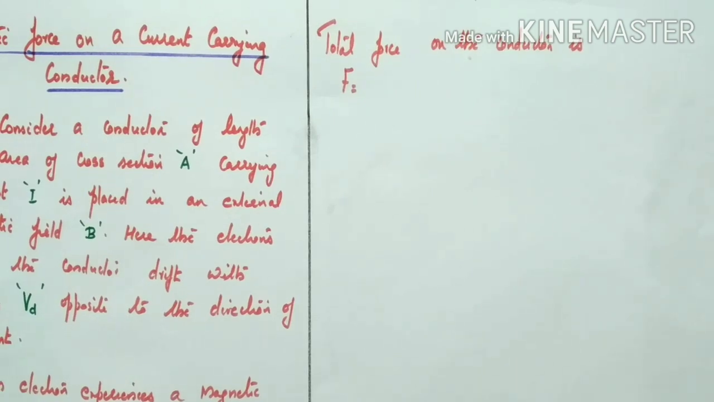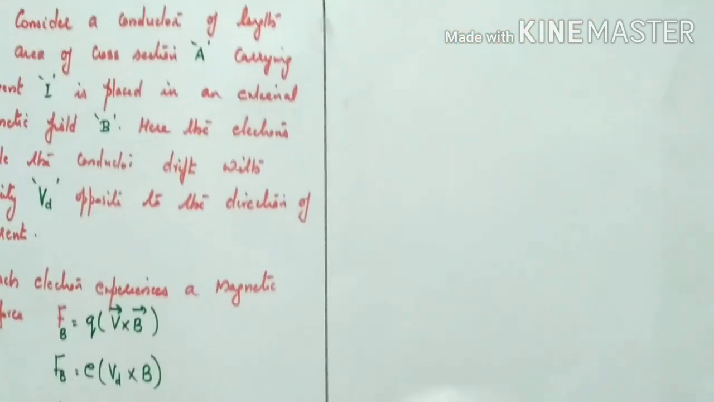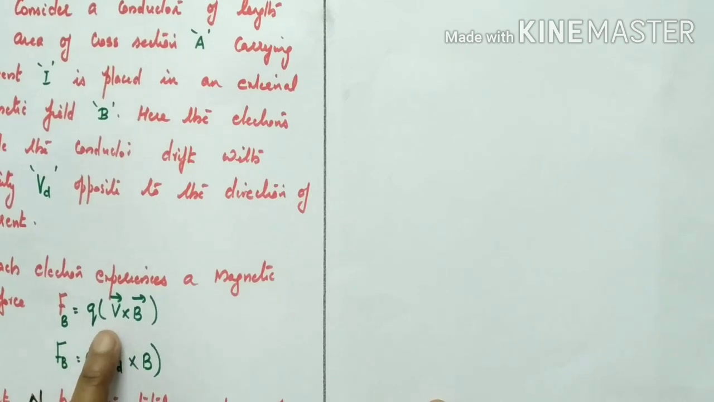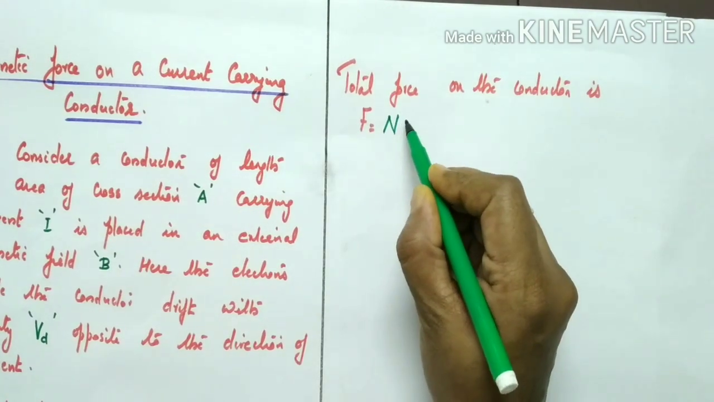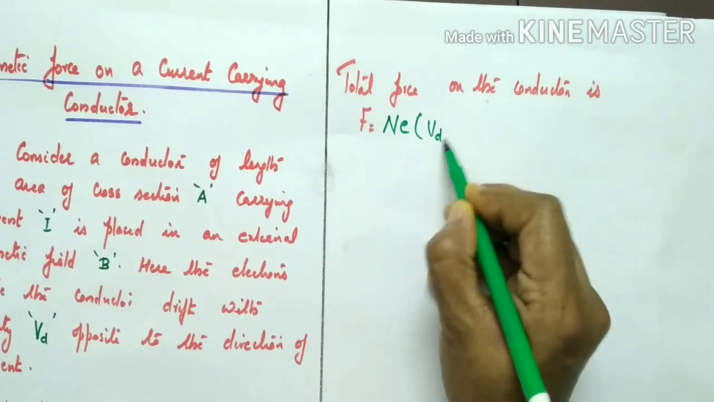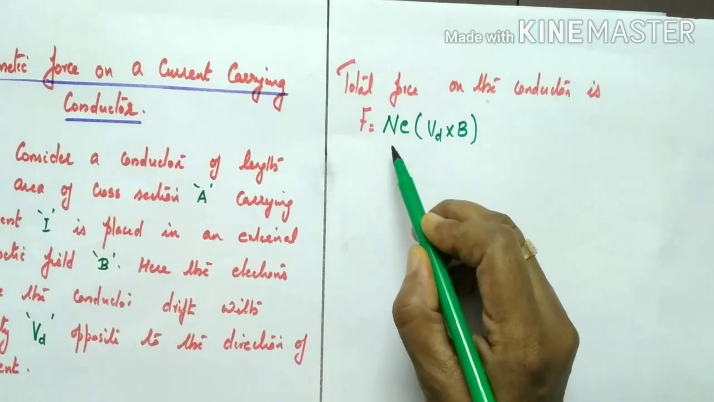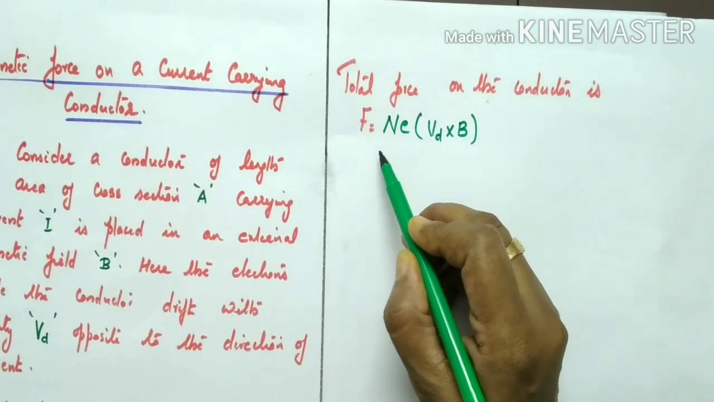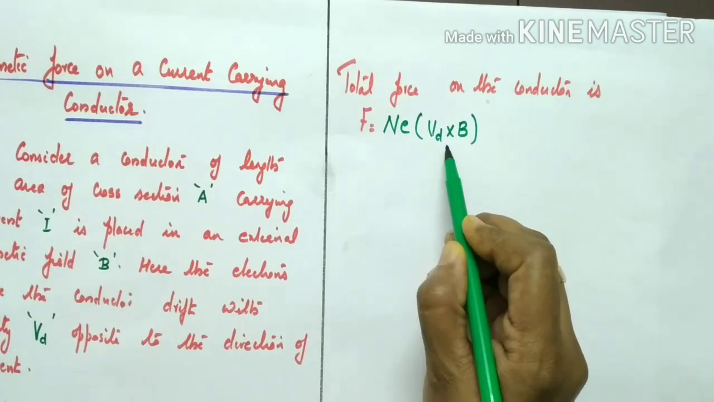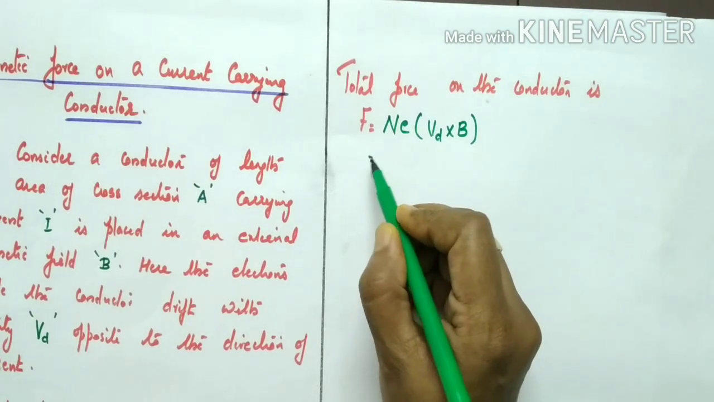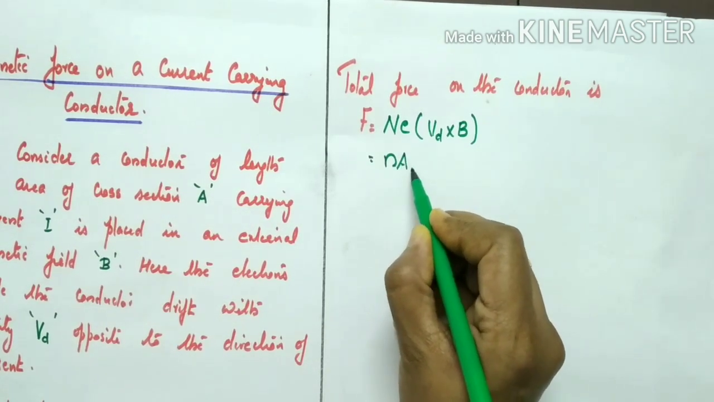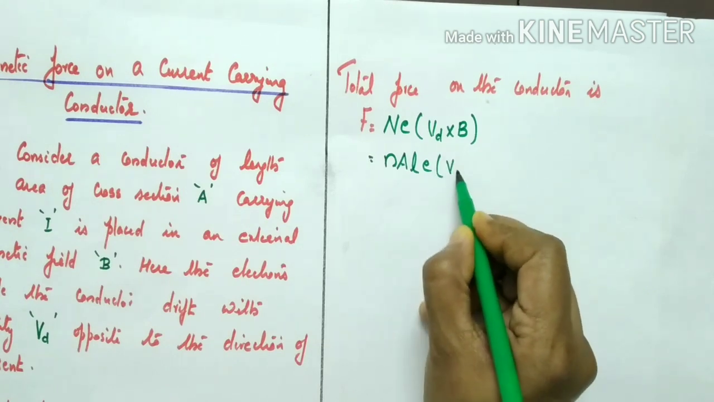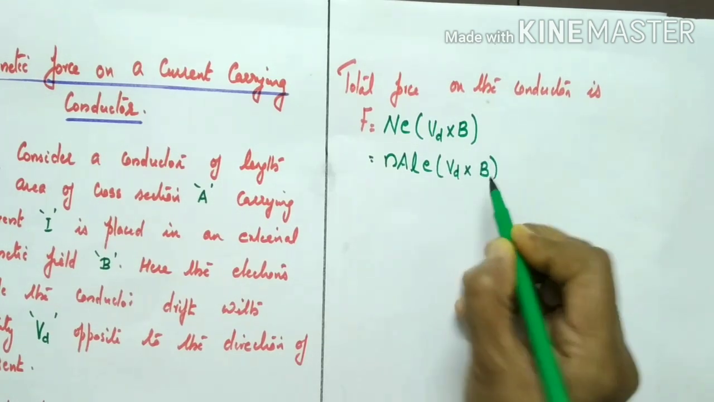Hence the total force on the conductor is, we know the force on each electron inside the conductor is Fb equal to Q into V cross B. So the force on the total number of electrons is N into e into Vd cross B. Total number of electrons inside the conductor is N, therefore total force F equals N e into Vd cross B. But what is N? Capital N can be written as the number of electrons per unit volume into area of cross section into length, so F equals n A L into e into Vd cross B.